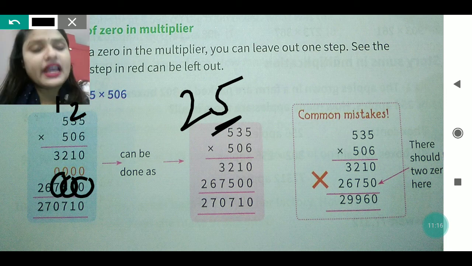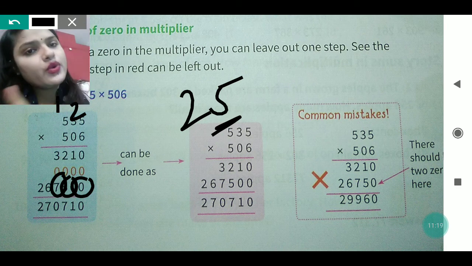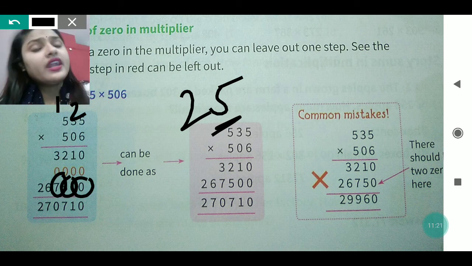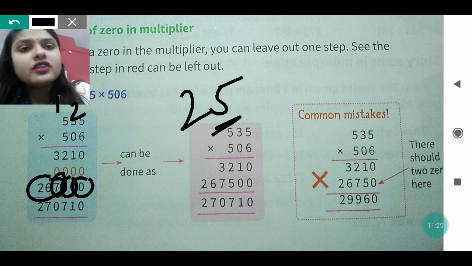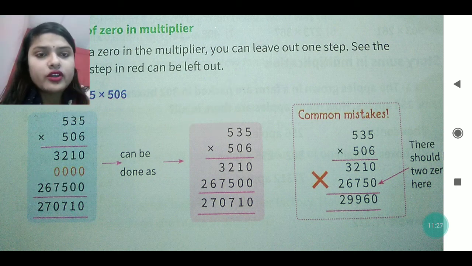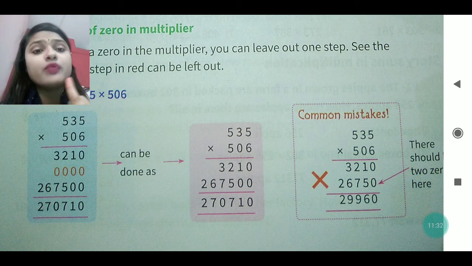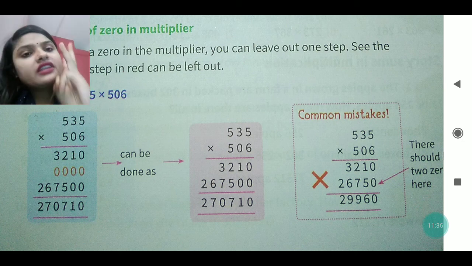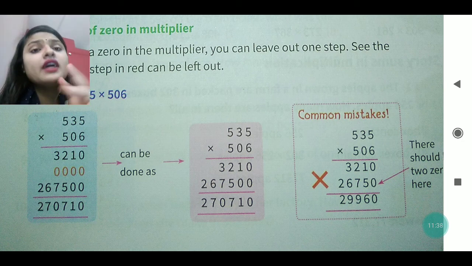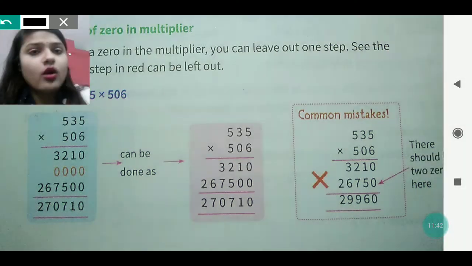Now we will move to the next place, that is again 5 into 5. 5 fives are 25. So 25 plus 1 is 26. So you have got 3 products. One product you got by multiplying with 6, one product by multiplying with 0, and one product by multiplying with 5. So like this you have got 3 products. Now what you have to do is add all the 3 products.